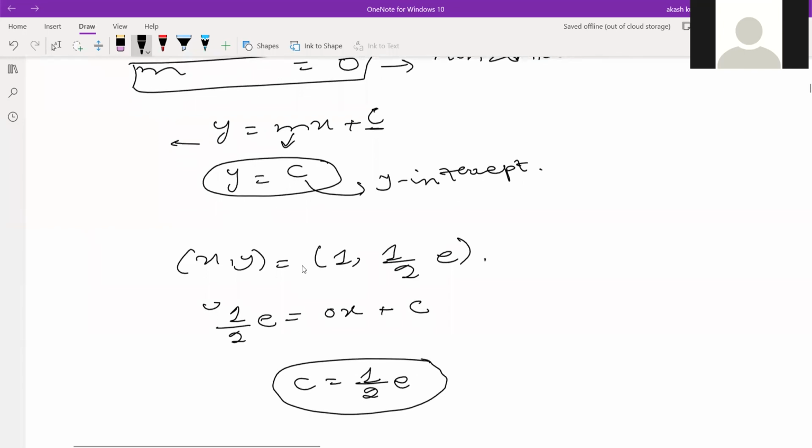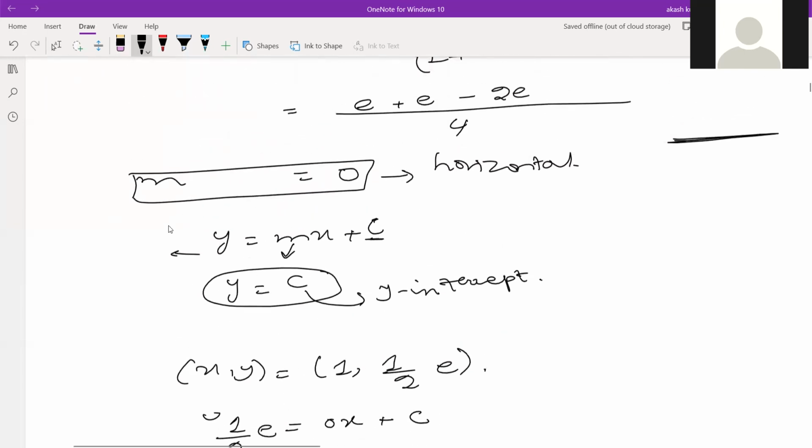I didn't quite understand. Okay, so so far we got the slope that was 0. So we know that this is a horizontal line tangent to the curve. So we know the equation of a line is y equals mx plus c. That's the generalized equation of a line, where m is the slope that we got, 0. So the equation of the line will be just y equals c, right? And c is the y-intercept where it crosses the y-axis, where x is 0.